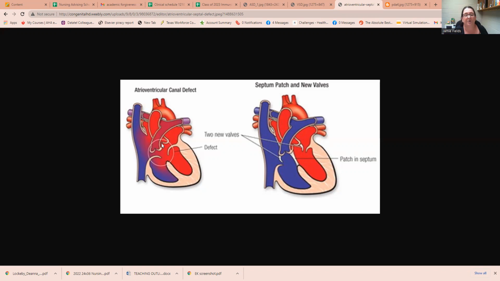Immediately after birth, they don't. Because remember, the pulmonary vessels are constricted. So immediately after birth, they don't have much left to right shunt. But once the pulmonary vessels relax, then you have more and more blood that's getting shoved over into these. Because remember, blood goes where there's less pressure. Okay.